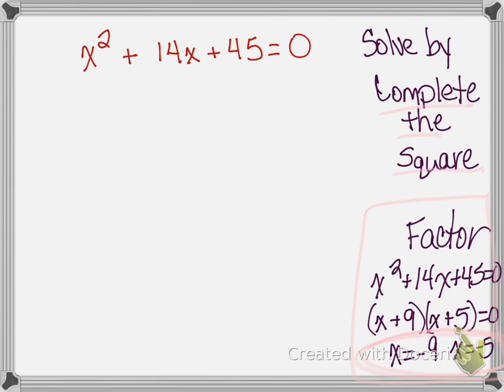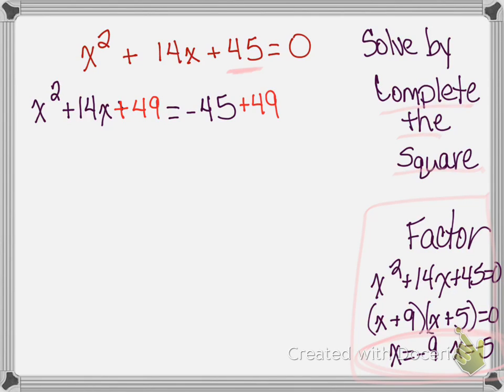So, completing the square. First thing I've got to do is take that 45 and move it over. So I'm going to have x squared plus 14x equals negative 45. I subtracted 45 from both sides. What's half of 14? 7. And what's 7 squared? 49. So I am adding 49 to both sides.